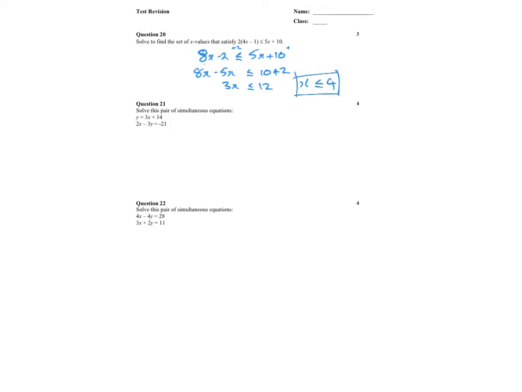All right. Solve simultaneously. This one is set up as a substitution method. So if y is equal to that, well, then when I get to this y, I can substitute it in. So for example, I've got 2x minus 3 times y, and y is equal to 3x plus 14 is equal to negative 21. So don't forget, that's just replacing y with that expression up there.